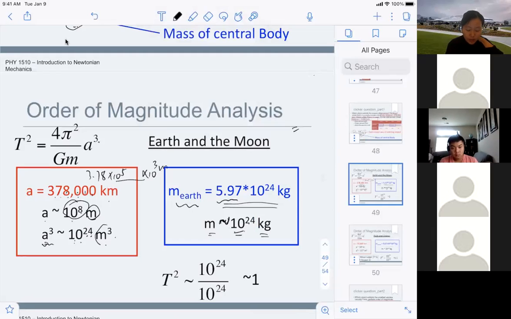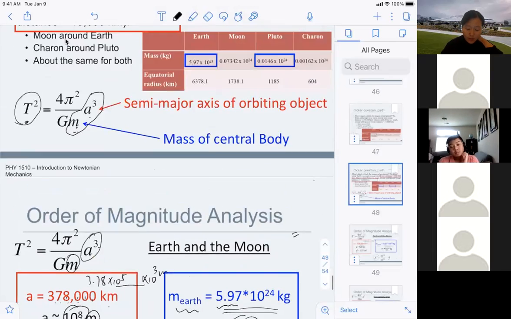Now you can just plug in A cubed divided by the order of magnitude of the mass. You can see this is on the order of magnitude of 1. That's for the Earth and the Moon pair. That's the first pair we have.